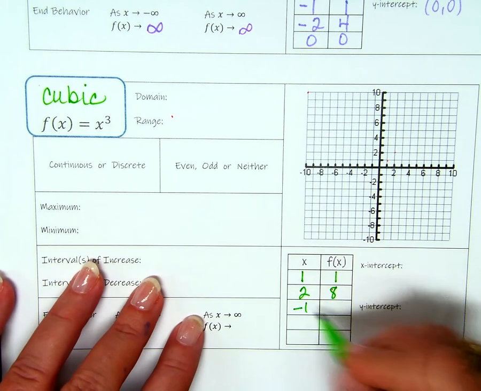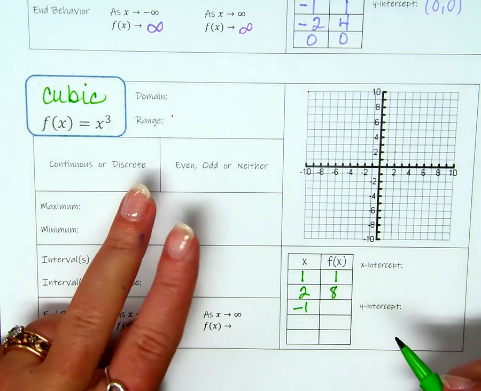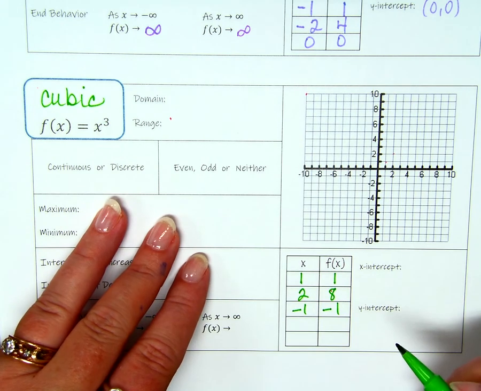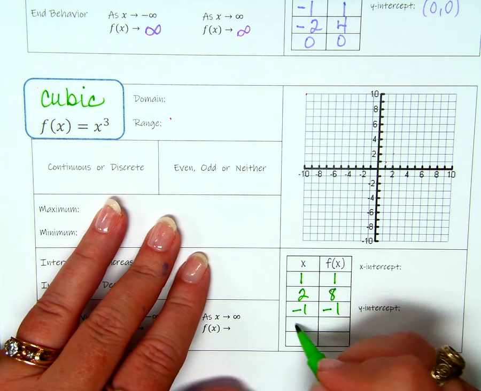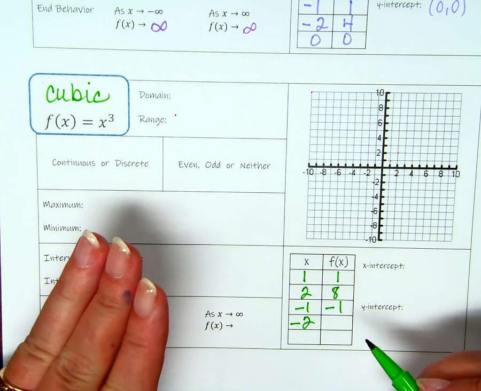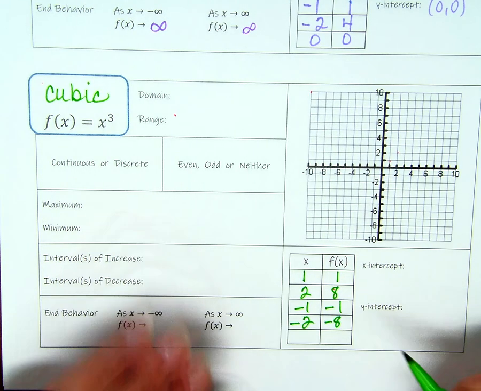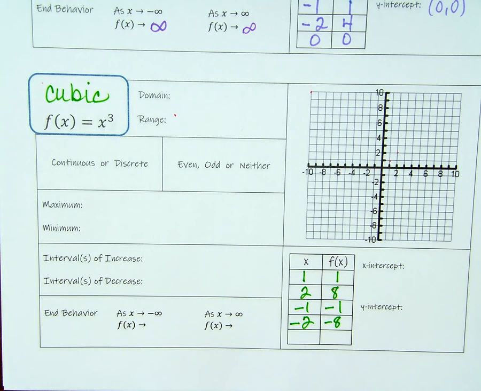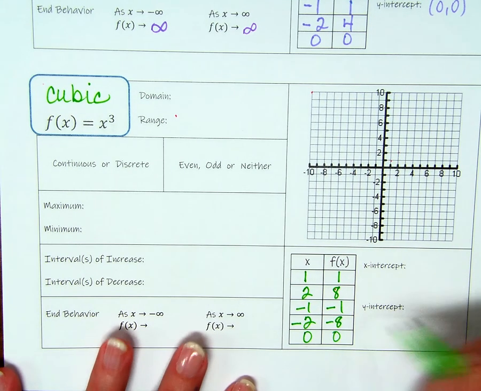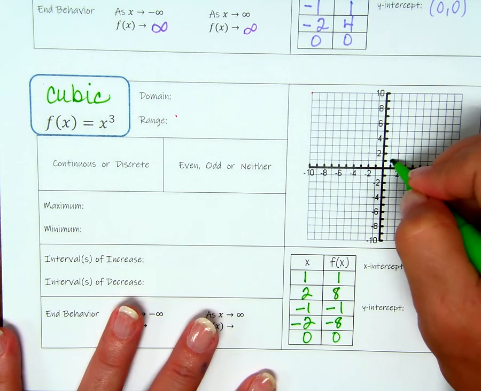-1 is a good one to choose. What's -1 times -1 times -1? -1. What's another good one to choose? -2 is a good one to choose. -2 times -2 times -2? -8. And I need one more. 0. What's 0 times 0 times 0? Excellent. Graph them, please.